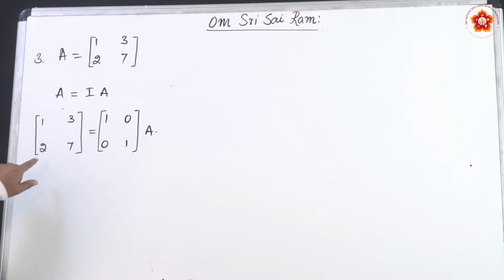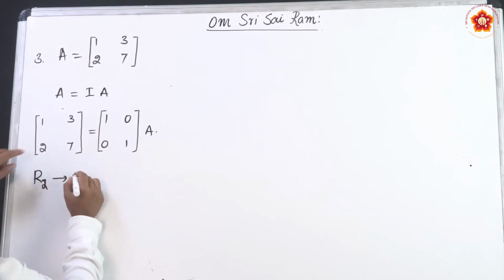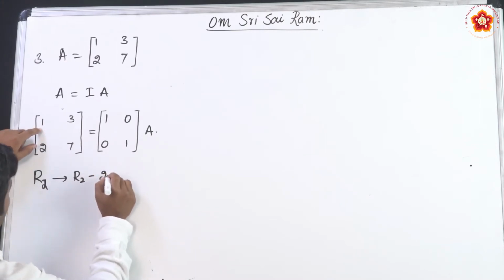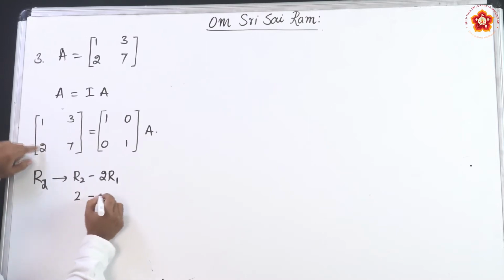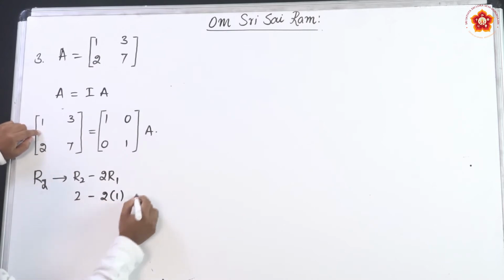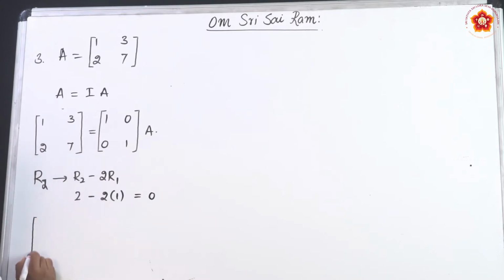So, now I want to make this element 0. So, what is this element? 2, and the corresponding element is 1. So, I have to multiply something for R1 to make this element 0. What is that? So, here I am going to apply R2 as R2 minus 2 times of R1. Okay. So, now what is R2 here? 2 minus 2 times R1. What is the corresponding element of 2? 1. So, what is the answer here? 2 minus 2, that becomes 0. So, we will write that here.